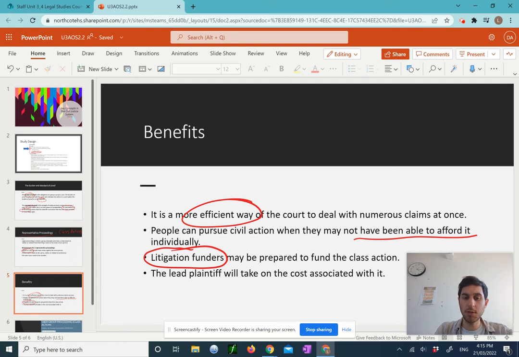And when it comes to cost, all of those people, whether it's 7 or 100 or 1,000 people involved in the class action lawsuit, all of those people get to be involved and reap the benefits of it. But the only person who has to deal with costs is the lead plaintiff. So one person has to step forward and be the person who's going to represent the whole group of people. And if they lose, there is the potential that they have to pay some of the costs associated with losing a legal case. So there is some risk involved for the lead plaintiff.